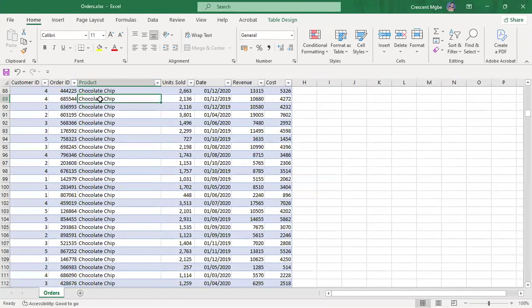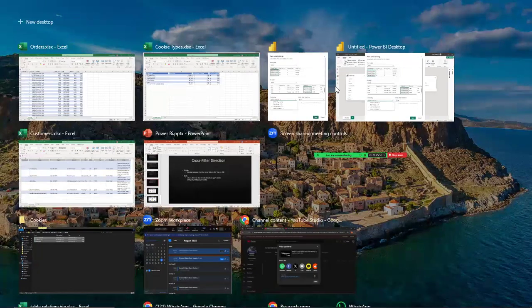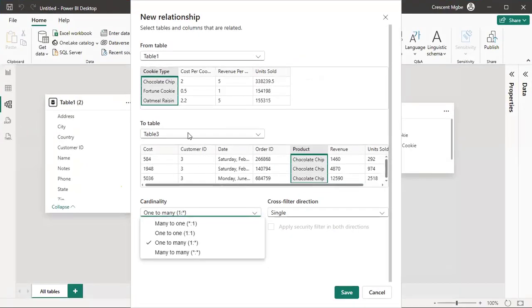You can see that chocolate chip is repeating here so many times. It is one to many. You can see one to many, right? So we'll come back here. We can see that it is one to many, so we'll select the right one, one to many.